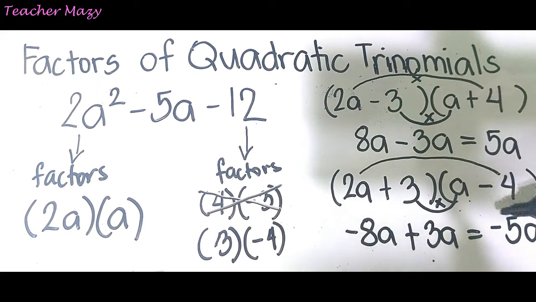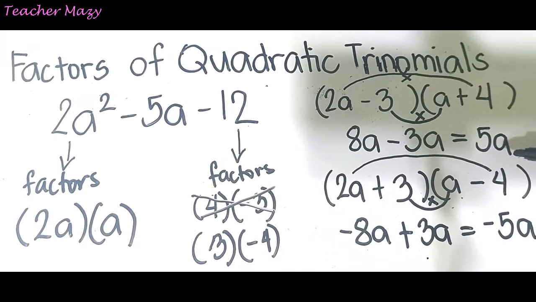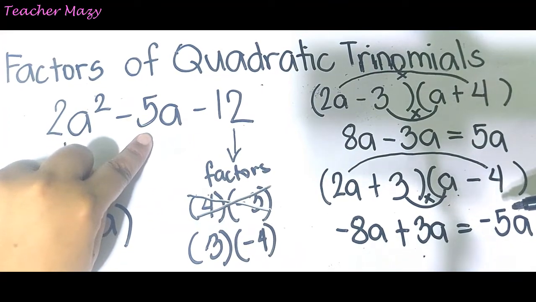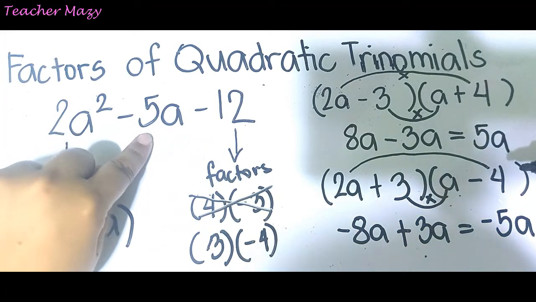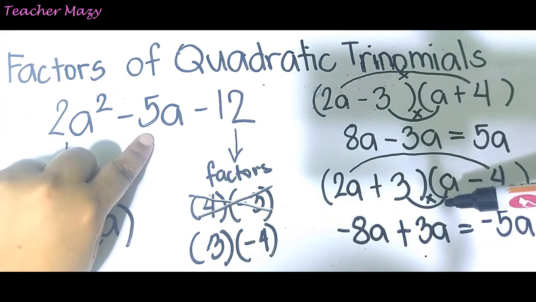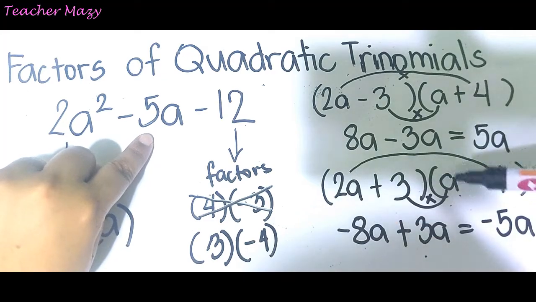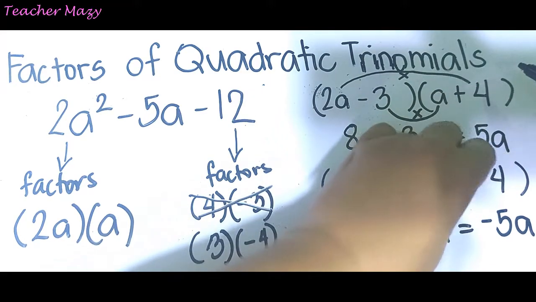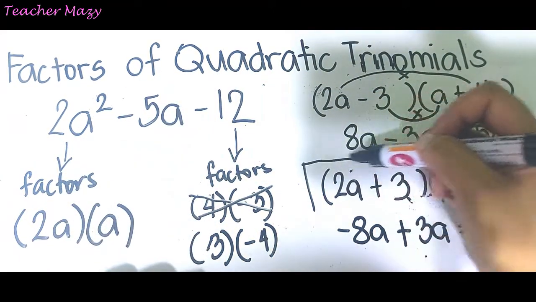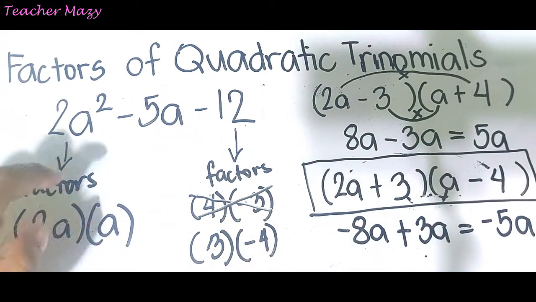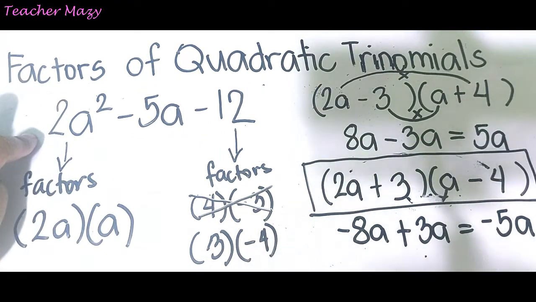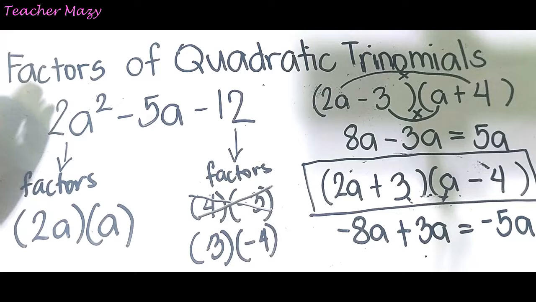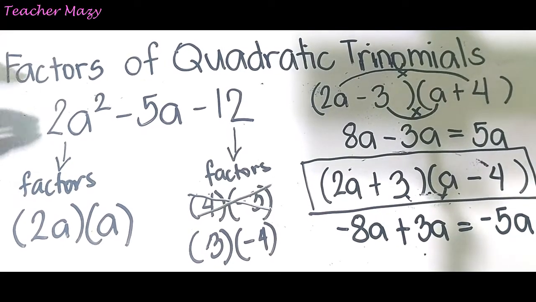And as we can see, negative 5a is the same as our middle term. Since we obtained our middle term using this combination of factors, this is our answer. So the factors of this quadratic trinomial are 2a plus 3 times a minus 4. It is more on trial and error.